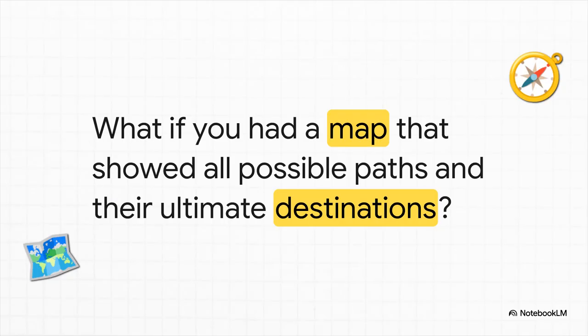So, what if you could take that messy, tangled-up future and just lay it all out visually? What if you had a map? Not a map with just one road, but one that shows every single path you could take, every possible turn of events, and where each and every one of them ends up? That, right there, is the whole idea behind a decision tree.